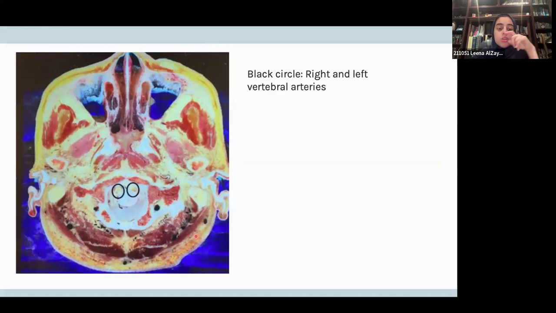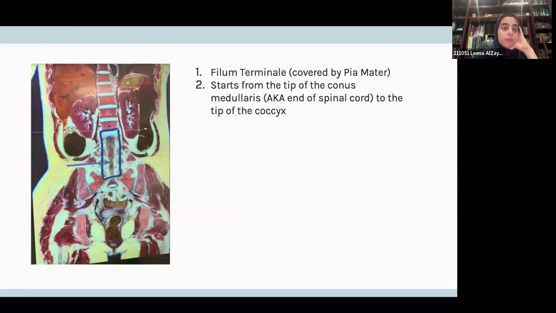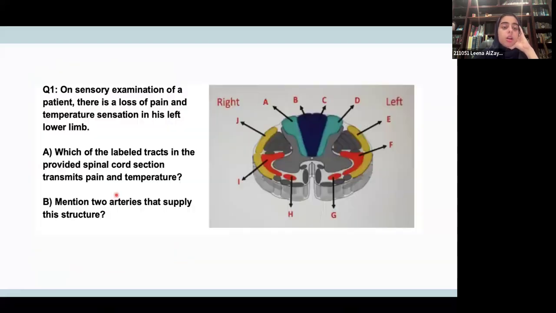Now just a few pictures that you have to know. Imagine you're at the level of the medulla still, and you have these two before the basilar artery is formed. These are the vertebral arteries. And when they get combined, they create the basilar artery. This is the filum terminale. The filum terminale is, like we said, the horseshoe where it's just a bunch of nerves covered by the pia mater, and it starts from the conus medullaris until the coccyx.